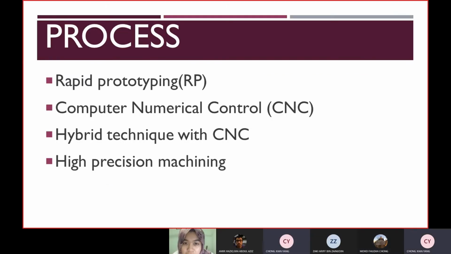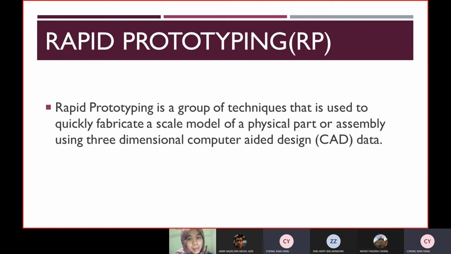First is rapid prototyping (RP), computer numerical control (CNC), and a hybrid technique with CNC, high precision machining. Next, RP is a group of techniques used to quickly fabricate a scale model of a physical part or assembly using three-dimensional computer-aided design (CAD) data.